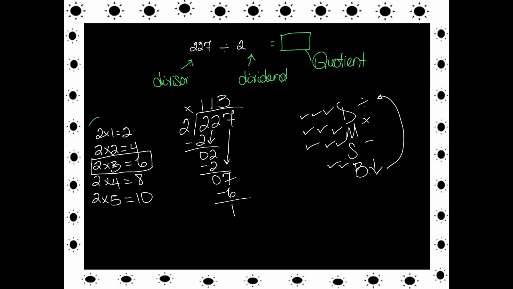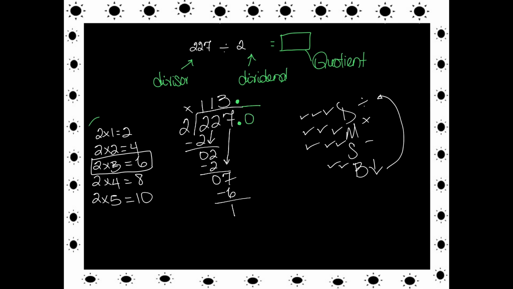But wait, look at this. We have a 1 in our answer. We don't have anything else in our dividend. What are we going to do? Here's what we do in 5th grade. If you don't have anything else in your dividend, you're going to put a decimal point. And if you put a decimal point there, you know you have to bring that decimal point up in your answer. Now, after you put your decimal point, what you want to do is put a 0.